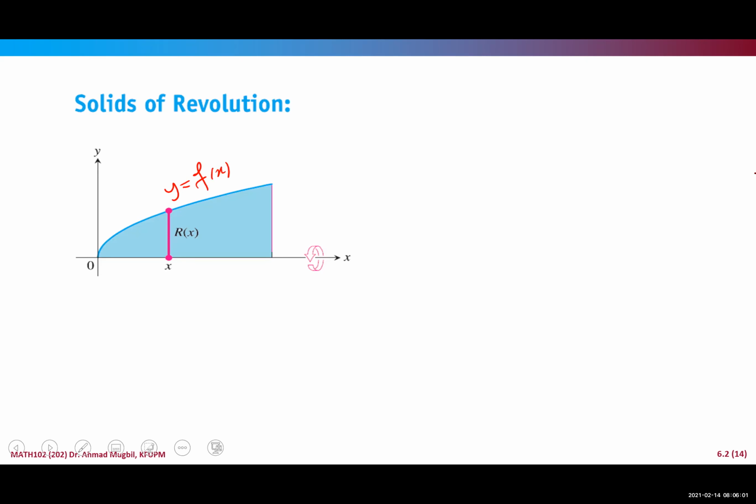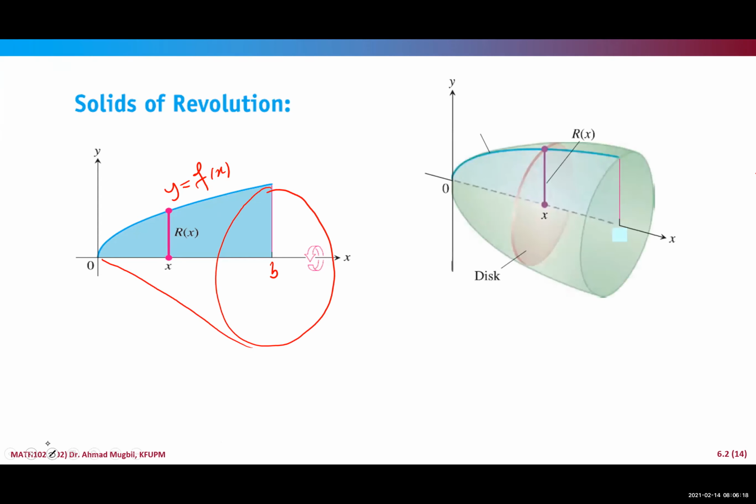I think you know what we mean by revolution here. Revolution means rotation. So if you have a region like this, bounded by the curve, let's say this curve is the curve of the function y equals f of x, from 0 to b, for example. Now, if we rotate this region about the x-axis, imagine that we have this region and we rotate it like this. We will have the following solid.